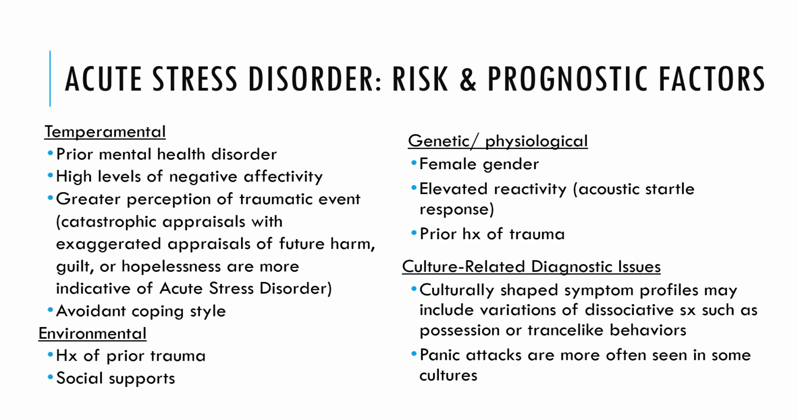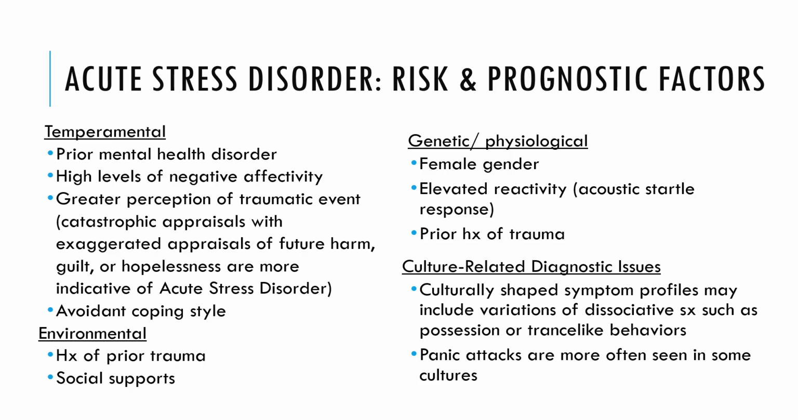Then we have acute stress disorder, risk and prognostic factors. Temperamental: prior mental health disorder, high levels of negative affectivity, greater perception of the traumatic event. Catastrophic appraisals with exaggerated appraisals of future harm, guilt, or hopelessness are more indicative of acute stress disorder, as is an avoidant coping style. And then the environmental: have they had a history of prior trauma? Do they have social support? That can make a significant difference. Genetic, physiological: female gender, elevated reactivity, acoustic startle response, prior history of trauma.